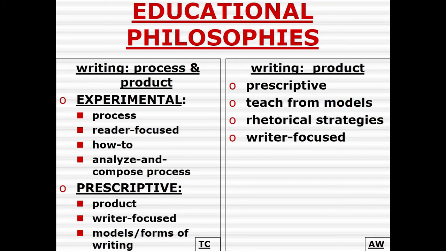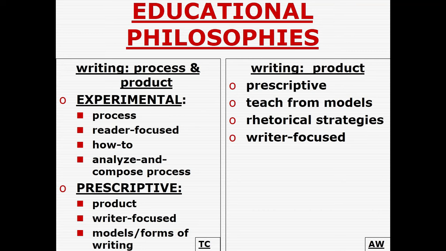Now, for educational philosophies, let's see the difference between technical writing and academic writing. The writing process of technical writing is more on experimental. Why is it experimental? It's because there is a process, there is a reader focus in how to analyze and compose the process. Technical writing is more on prescriptive. Why prescriptive? It's because that's the product. We're going to introduce the product, the use of the product, and at the same time, the writer is more focused on the models or forms of writing.